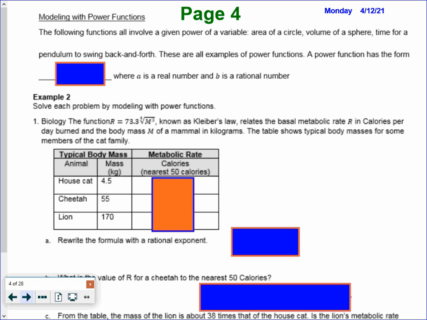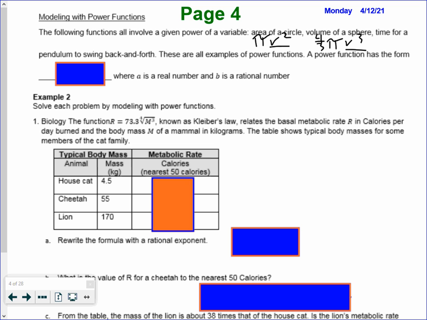All right, on this page here, we're talking about modeling with power functions. A power function is really just any function that has a power of a variable. Think of the area of a circle, which is pi r squared. The r squared makes it a power function. It's a product of numbers that has a power of a variable. We also have the volume of a sphere, which is, I believe, 4 over 3 pi r cubed. Something like that, but the point is, you have an r cubed somewhere in the formula, and that's what turns that equation into a power function.